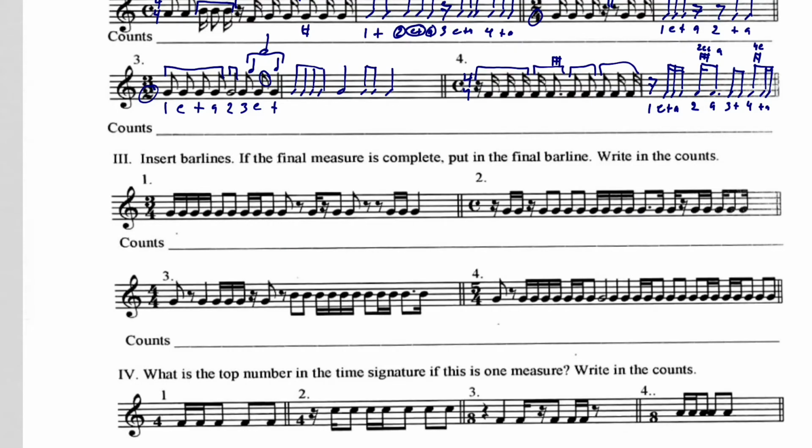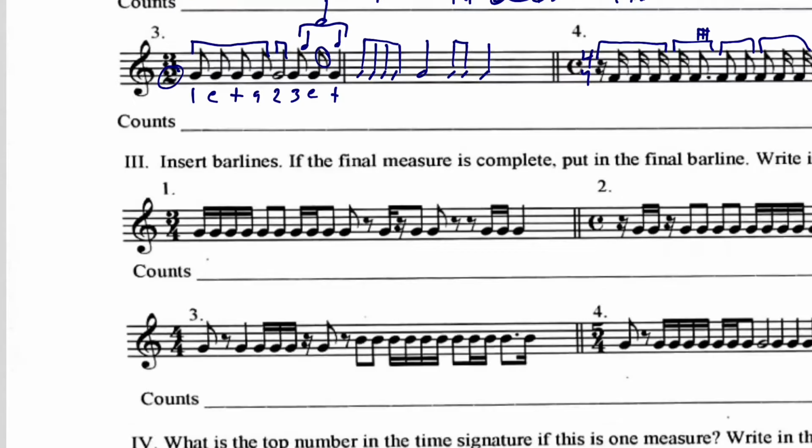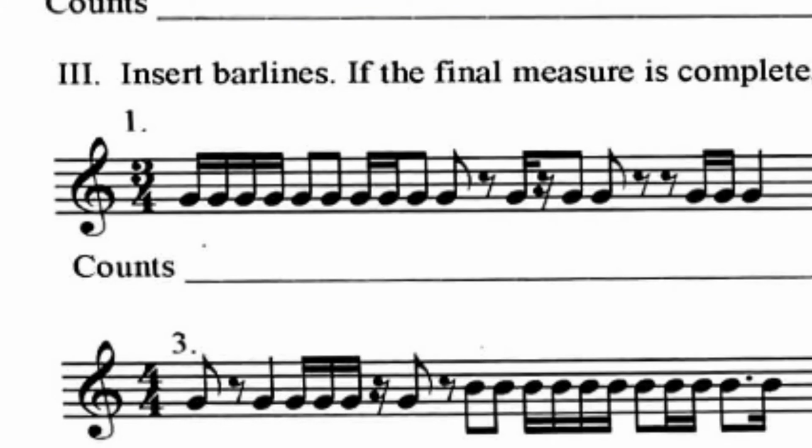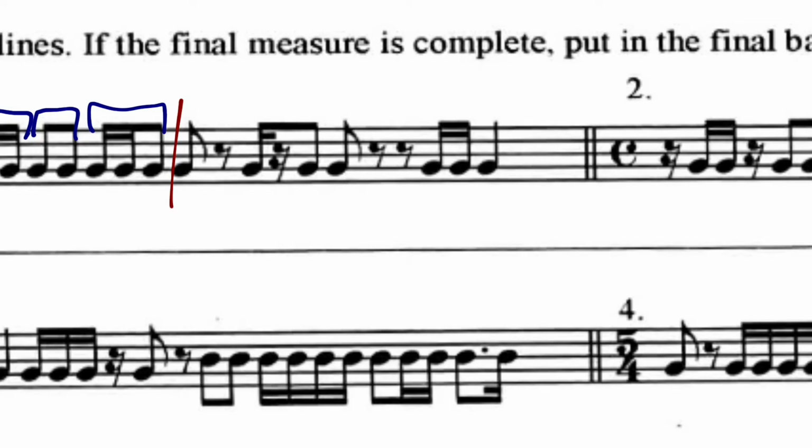Okay, now we're going to insert bar lines, and if the final measure is complete, put in the final bar line. Also, we're going to write in the counts. It says if the final measure is complete. Well, it may not be complete, and if it's not complete, then we don't put in the bar line. So, I have to be careful of that contingency. Alright, 3/4. Well, we need to put in something every 3 quarter notes. So let's bracket them out. There's 1, 2, 3 quarter notes. 1, 2, 3, double check. And so I say, yeah, there's 1. Then 1, 2, that's a 16th rest, and 2/8, and a 1/8, which is 2/16, 2, and 3.